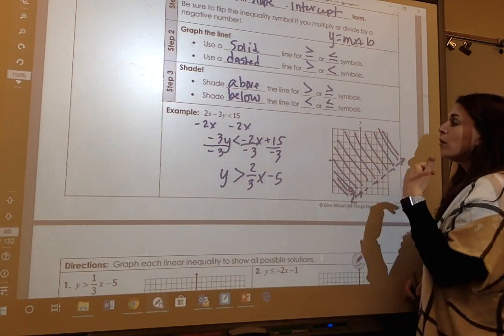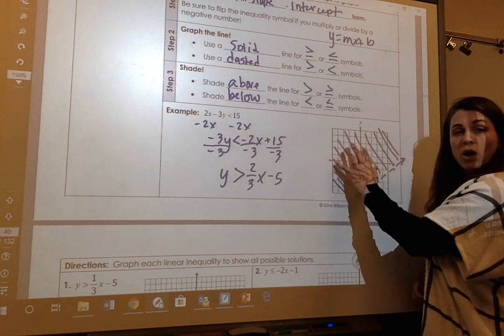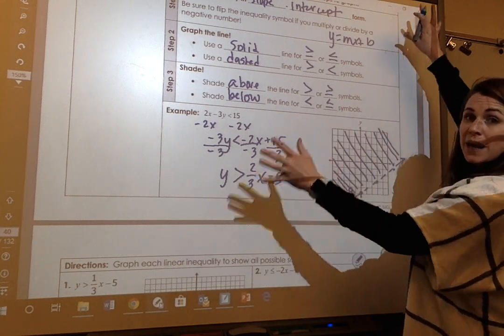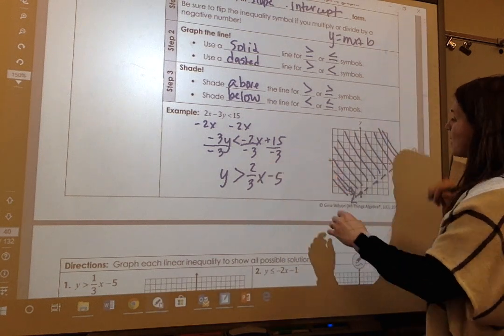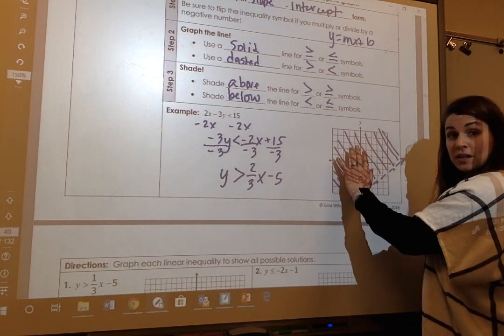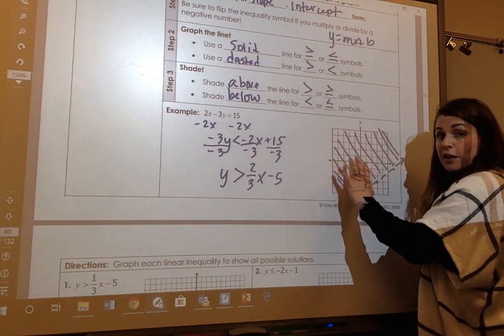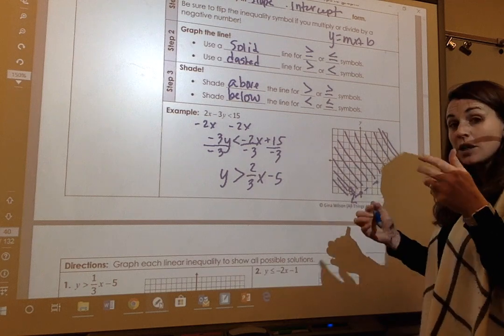So this is your answer. It's a graph. You couldn't possibly name all of these points, right? Because it would expand infinitely many times. So this is the solution. It's all of these points that are shaded. That's the solution. So I'm going to check it.